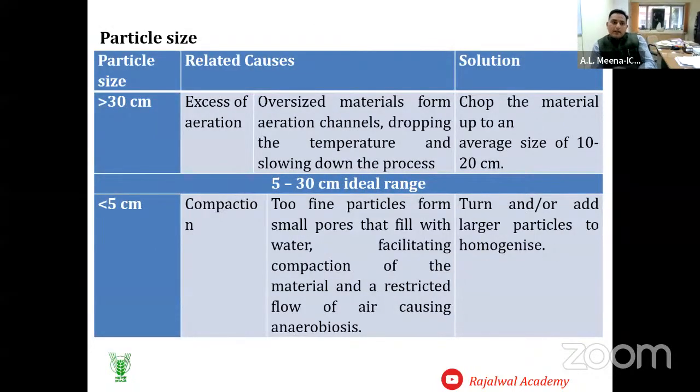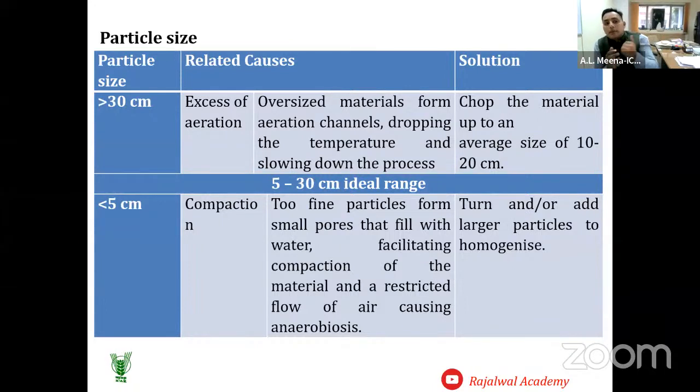Now coming to the particle size. The ideal range of particle size for composting material should be 5 to 30 centimeters. If the particle size of your composting material is less than 5 centimeters, meaning it is highly chopped and very small, then it will be easily degraded by the microorganisms. And that's why the composting material will not reach a high temperature, and the pathogens present in your composting material will not be killed because the thermophilic phase will not be attained properly.